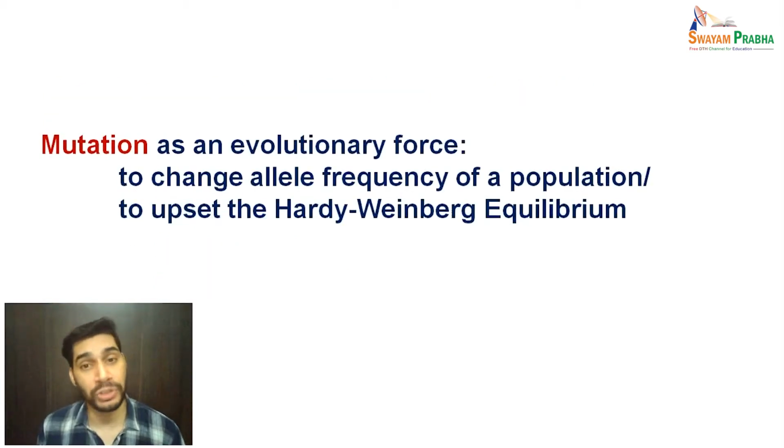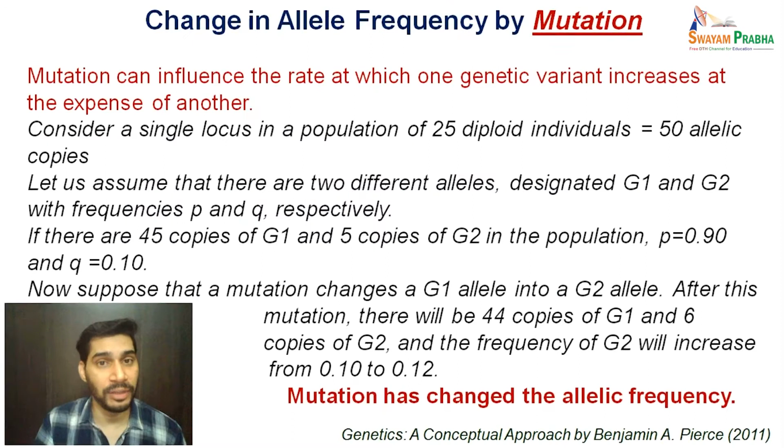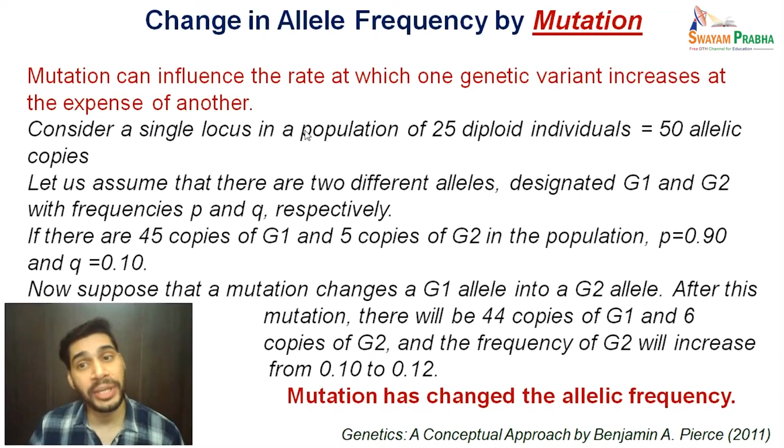Mutation as an evolutionary force to change the allele frequency of a population or to upset the Hardy-Weinberg equilibrium. Mutation can influence the rate at which one genetic variant increases at the expense of others. Now let us try to understand it mathematically.